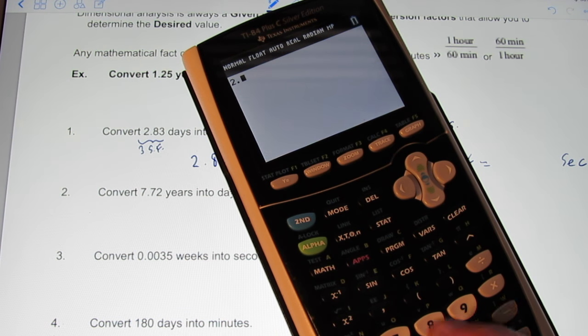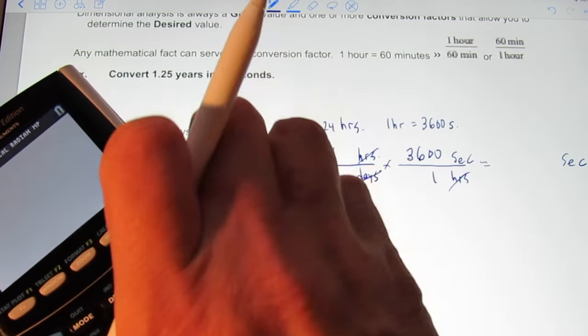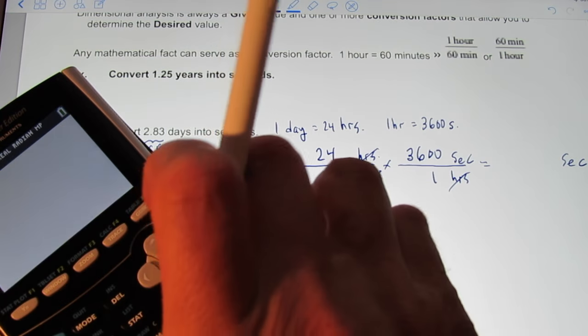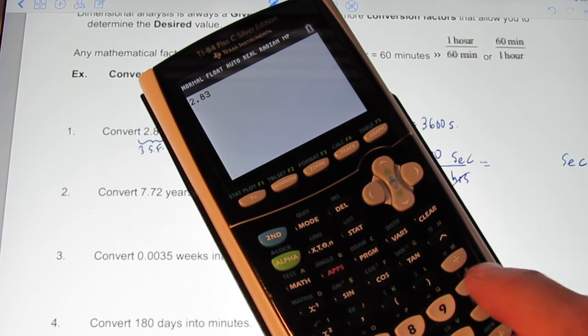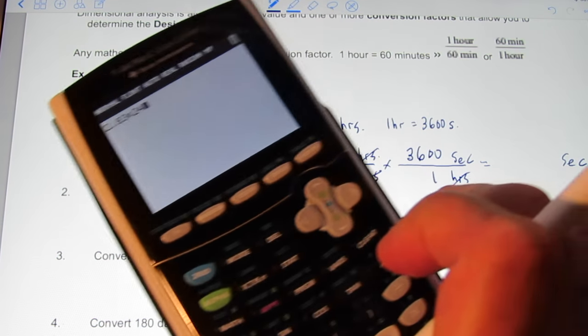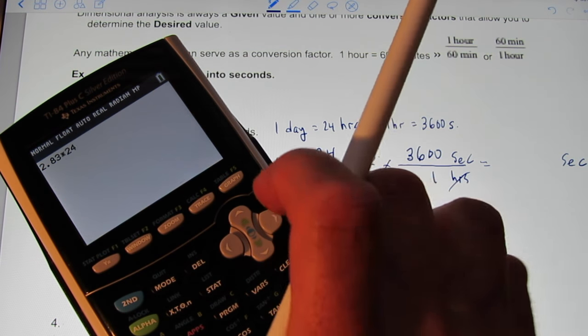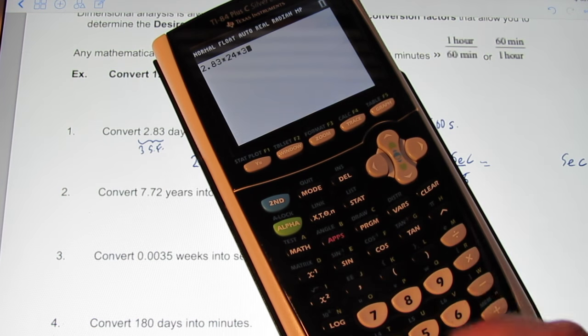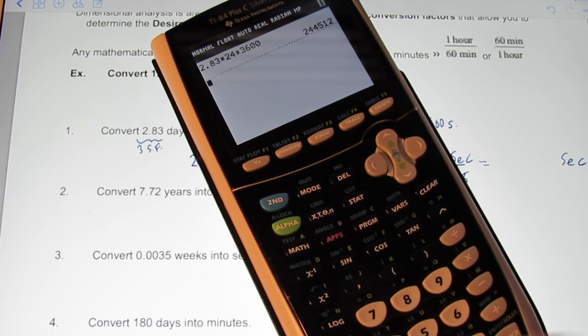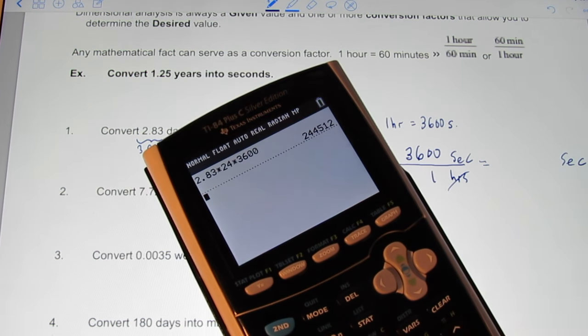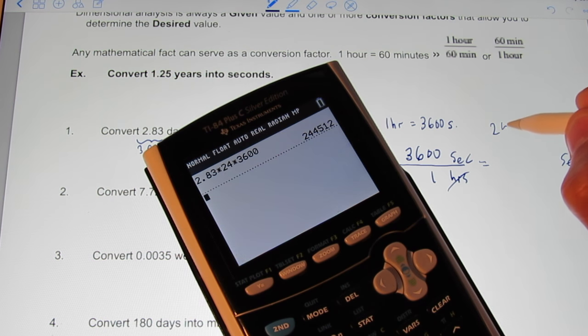So we have 2.83, and if a number's on top, we're going to multiply it. So we're going to multiply that by 24. Don't press enter yet, because we're not done. We want to multiply again by 3,600. So times 3,600. Now I'll hit enter, and my calculator has all sorts of digits in it. 244,512 seconds.